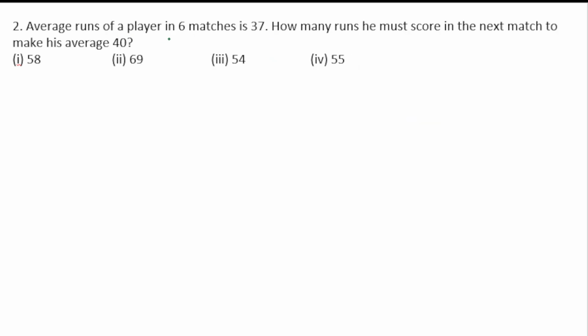Next one. Average runs of a player in 6 matches is 37. How many runs he must score in the next match to make his average 40? So what is the total runs in the 6 matches? It is total number of matches, 6, into average, 37. So this is the total runs in the 6 matches. And we will assume in the next match he made X runs.